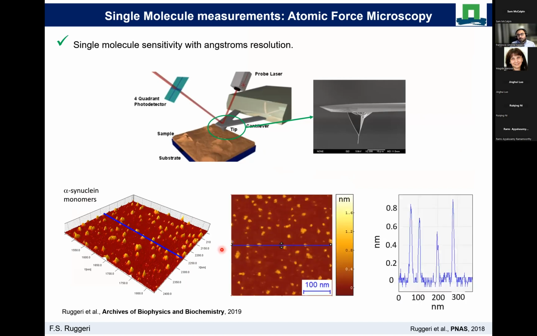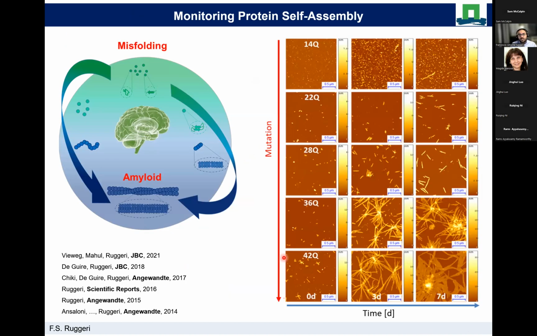Then this 3D map is represented as a 2D color map, where the Z scale is represented by a color scale. As you can see, we have a baseline noise that is on the order of 1 angstrom, or even smaller, so we can easily differentiate single alpha-synuclein monomers. For instance, we can use this resolution to monitor the self-assembly of proteins. As an example, I'm showing you how in a series of articles we have used atomic force microscopy to monitor the aggregation of polyglutamine-based disease proteins, such as huntingtin.